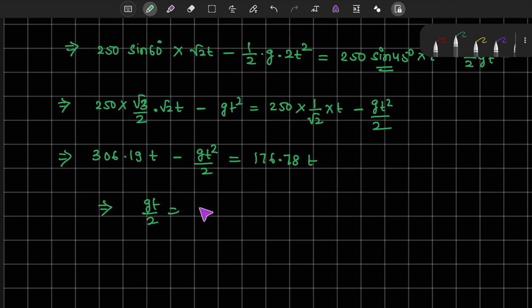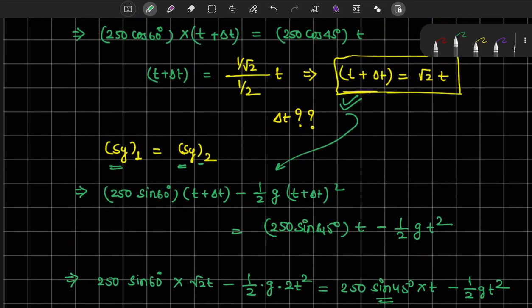So from here we can write g t by 2 is equal to 306.19 minus 176.78, which is 129.41. So t is equal to 129.41 into 2 divided by g. This is the value of t at which they will collide.